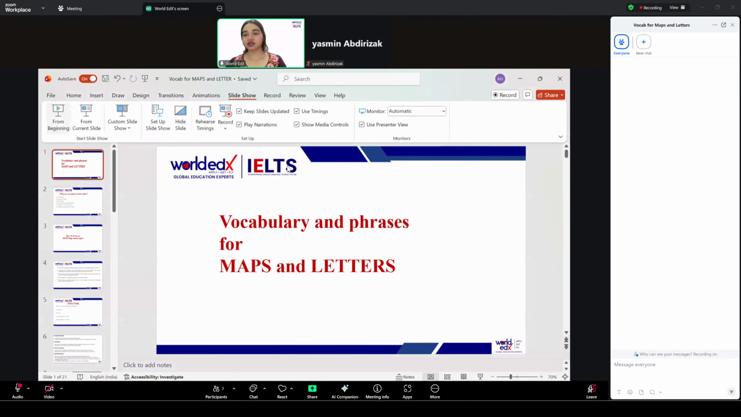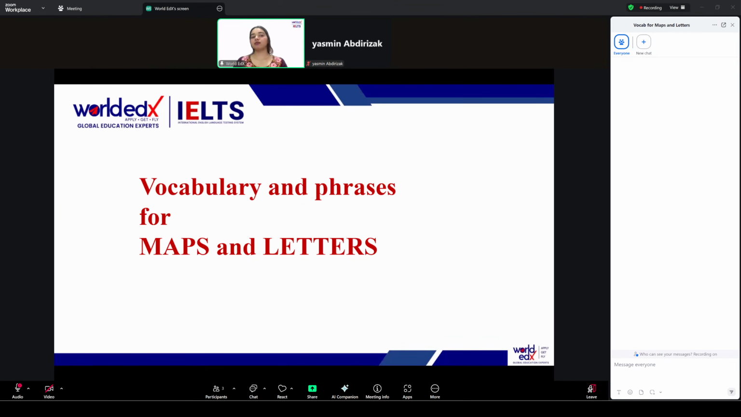Okay, so in today's session, we will be learning about the vocabulary and phrases for both maps and letters. As you know, maps come in the writing task 1 for IELTS Academic, and letters you have for the writing task 1 for IELTS General.